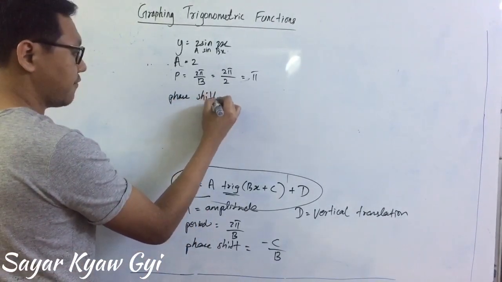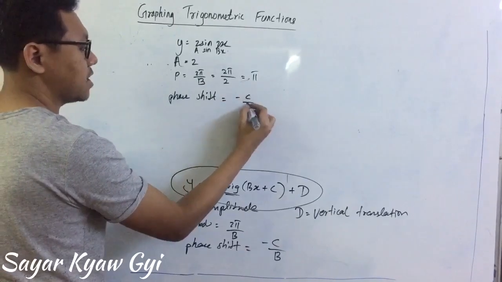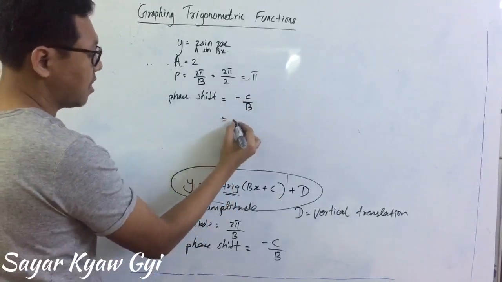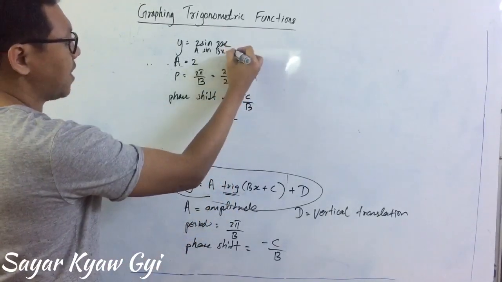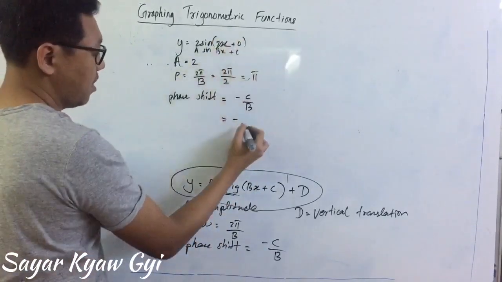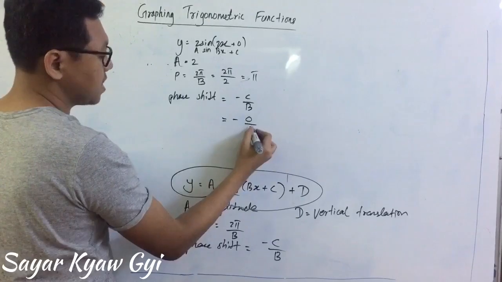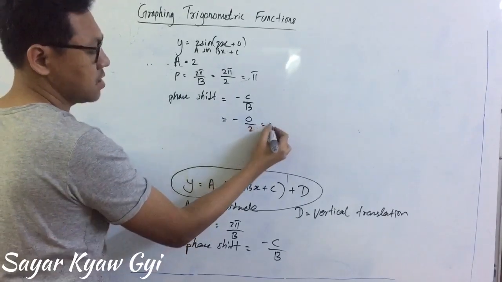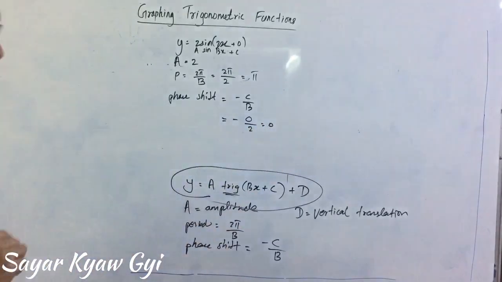And then you are going to find the phase shift. Phase shift is negative c over b. In this case c is 0 only. So negative 0 over b, which is 2, is 0. So you have to start drawing from 0.